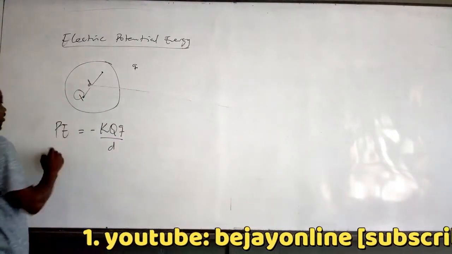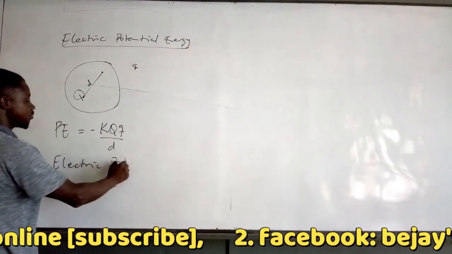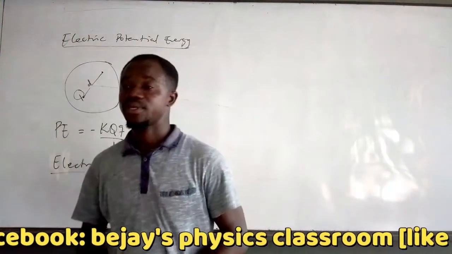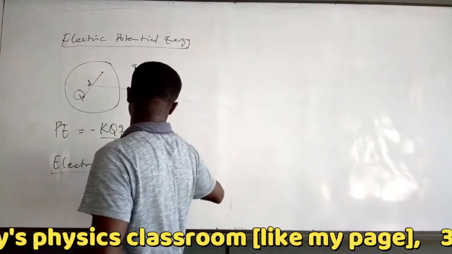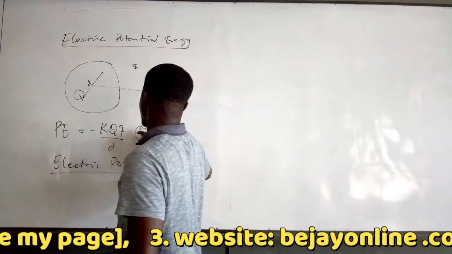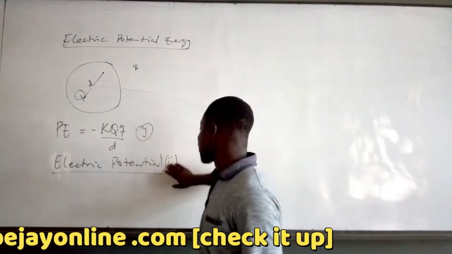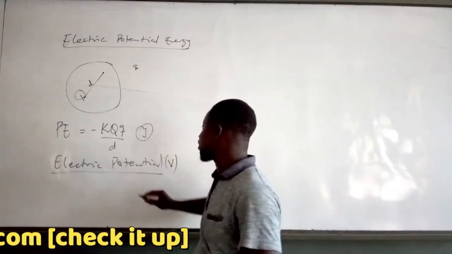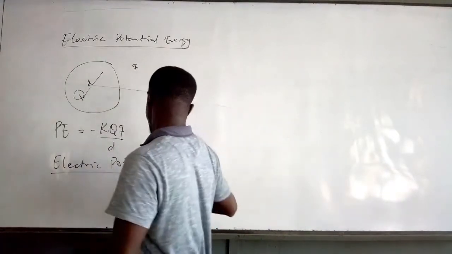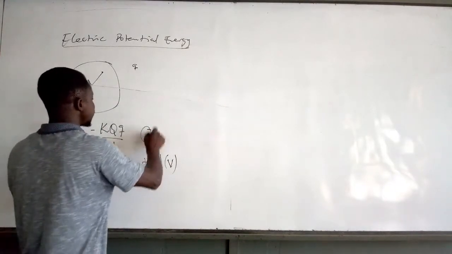Then we look at another term that we call electric potential. The symbol for electric potential is V. Remember that the unit for electric potential energy is joules, right?